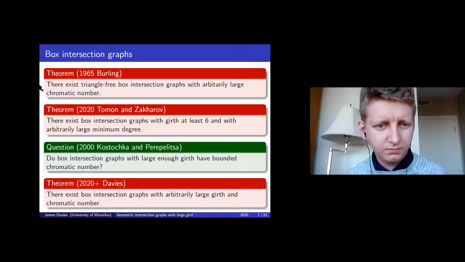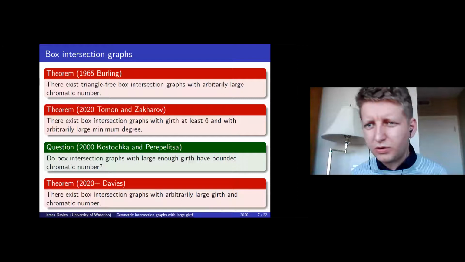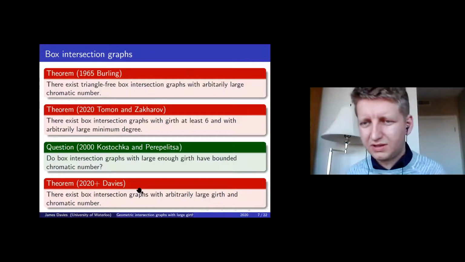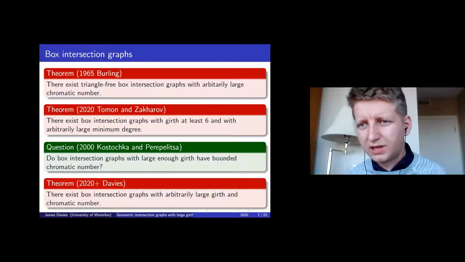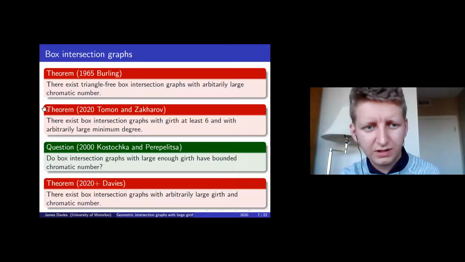And you can also consider boxes in higher dimensions, of course, and this result will still hold just because you can look at some 3-dimensional part of it. But when I say box intersection graphs, I really mean in 3 dimensions, just for simplicity here.